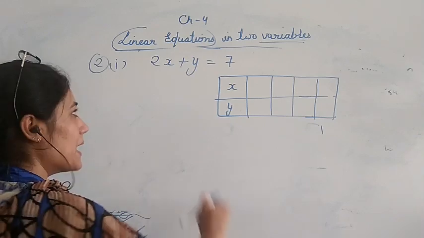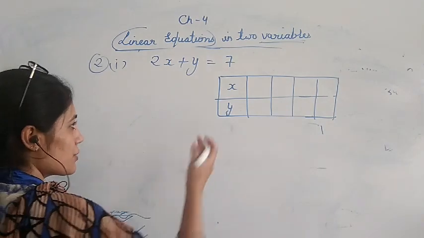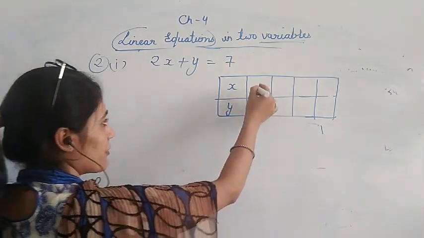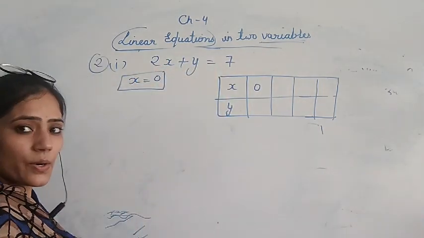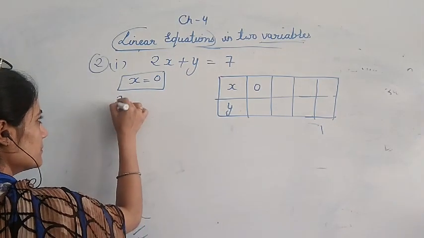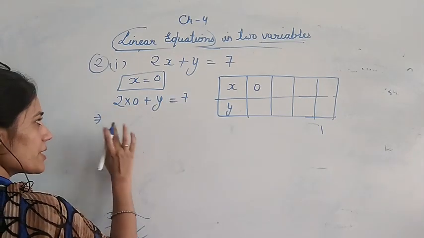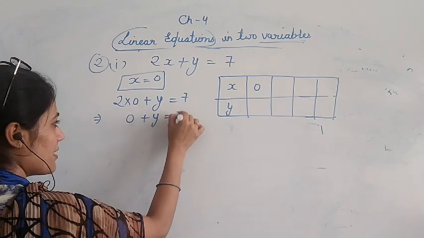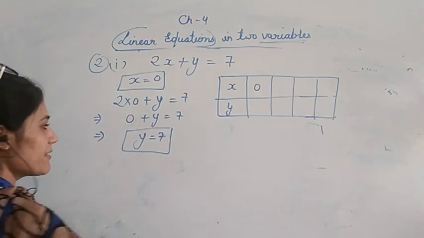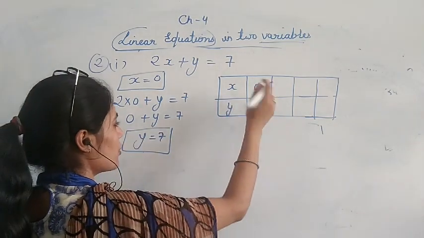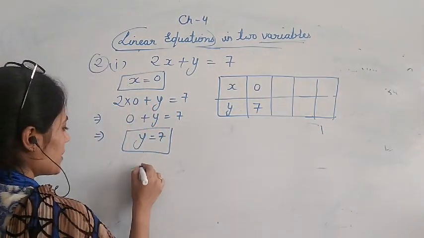Okay. Now at the place of x also you can put, at the place of y also you can put. So I am putting at the place of x. So if I am putting at the place of x 0, x is equal to 0. Okay, put here. What will come? 2 into 0 plus y equal to 7. What will come 2 into 0? 0 plus y equal to 7. So what y will come? 7 only. Why 7? Because 7 minus 0, 7 only. So when I am putting x value 0, I get the y value 7. This is the first thing.